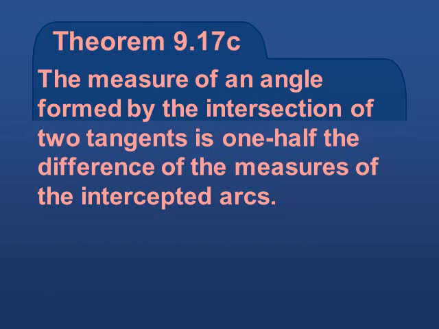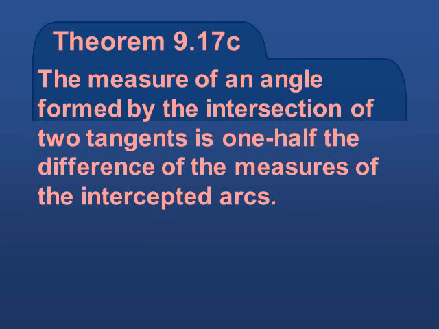And then we have the measure of an angle formed by the intersection of two tangents is 1/2 the difference of the measures of the intercepted arcs. Now if you think about this for a minute, two tangent lines means that you have a whole circle. I don't have a figure for you again, I apologize. Number 13 in your textbook on page 397, you have two tangent lines. So I have a whole circle.